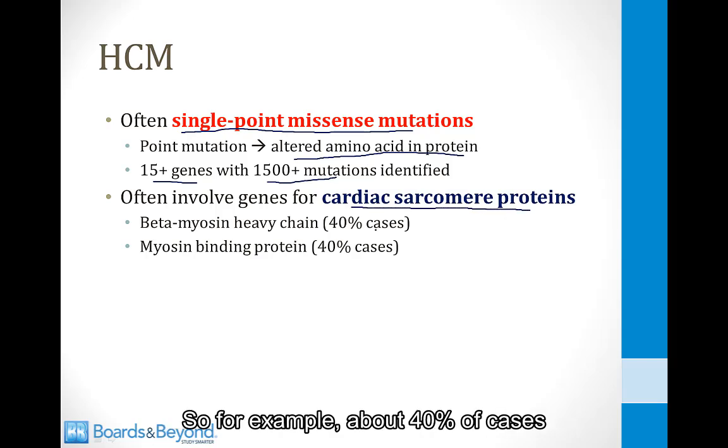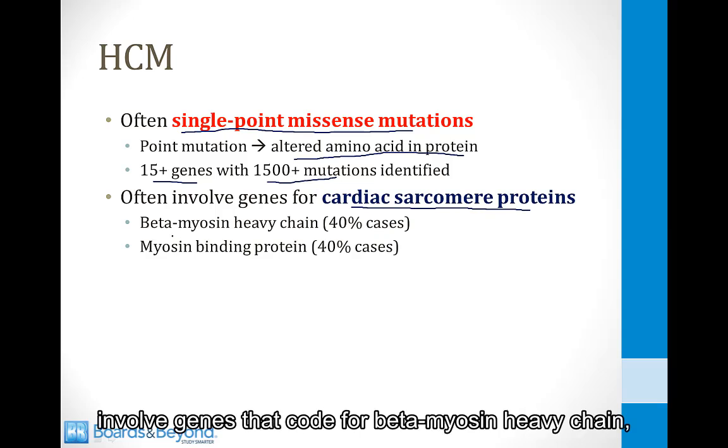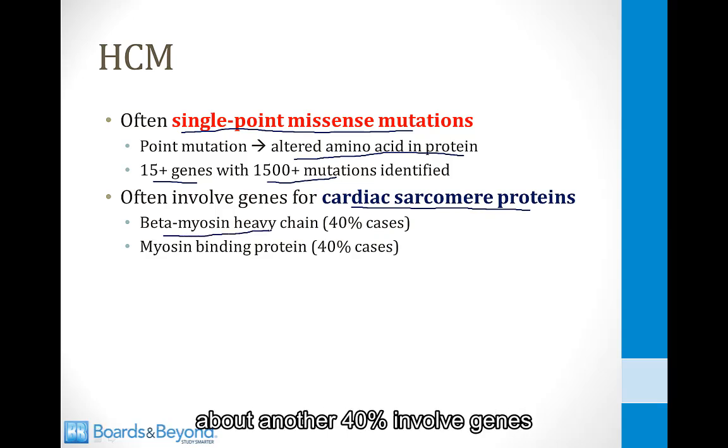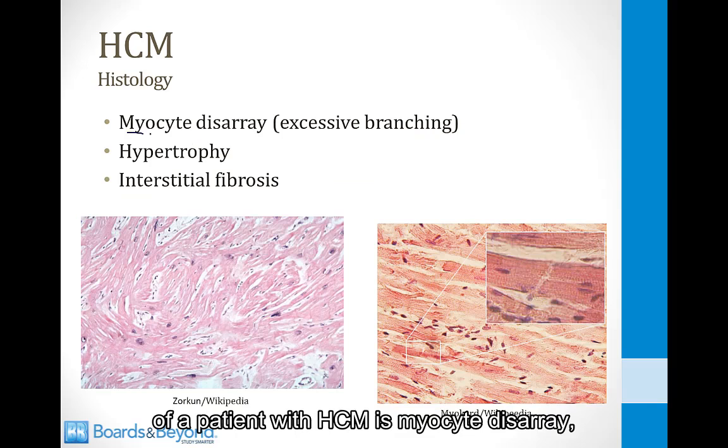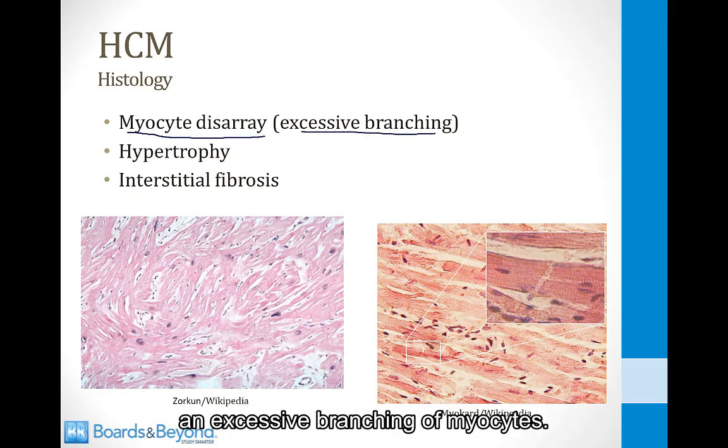So, for example, about 40% of cases involve genes that code for beta-myosin heavy chain. About another 40% involve genes that code for myosin binding proteins. The classic histology finding on the biopsy of a patient with HCM is myocyte disarray and excessive branching of myocytes.